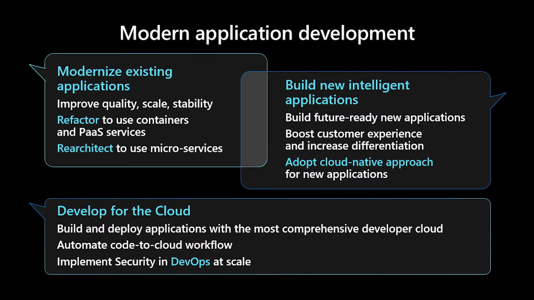The app innovation conversation is made up of three parts. First, modernizing existing applications. This may involve refactoring them to benefit from increased resiliency, scalability, and operational costs, or completely re-architecting them to increase agility and rate of innovation.